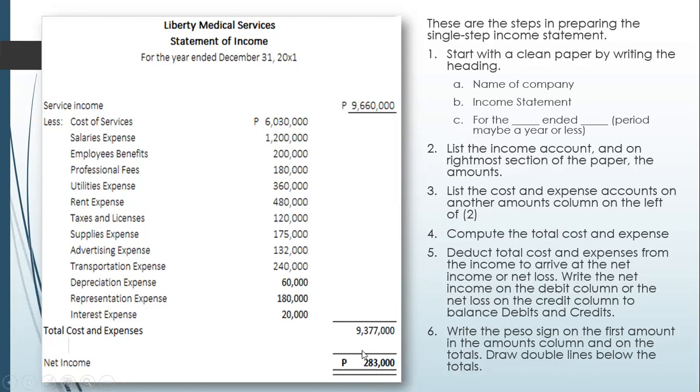Huwag nyo pong kalimutan yan. Ang double line or double rule, indication na iyon ay total amount. Okay? So, yan po ay mahalaga din sa accounting. Okay? So, I hope naintindihan niyo po yung single step income statement. So, napakadali lang. Kasi mag-add ka lang, then mag-less ka lang. So, you just need to familiarize yung accounts.